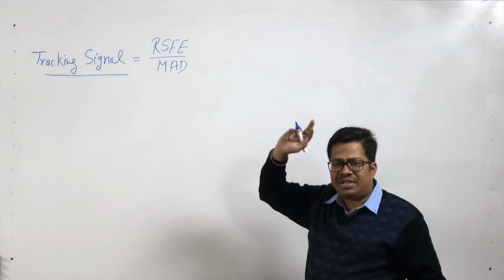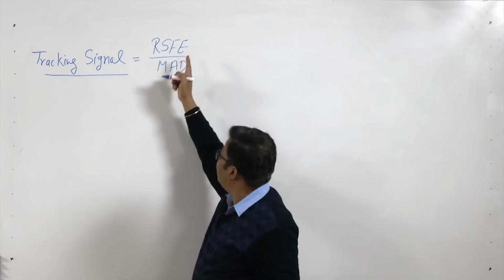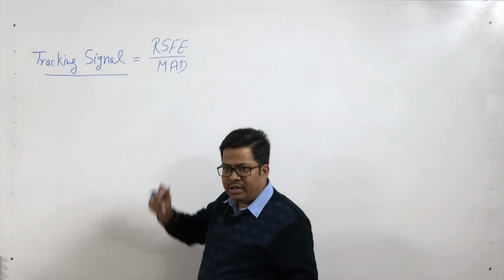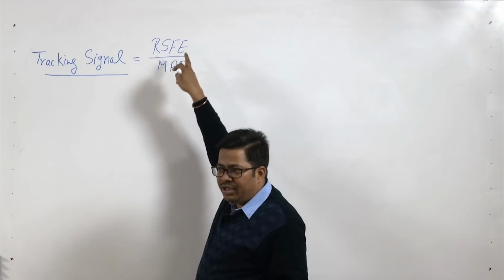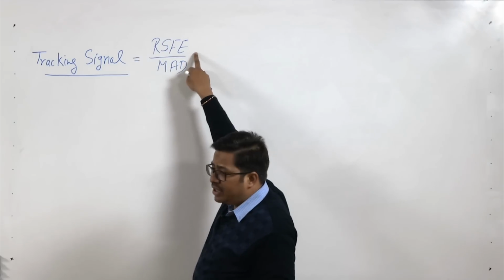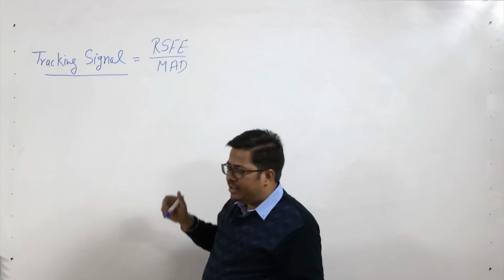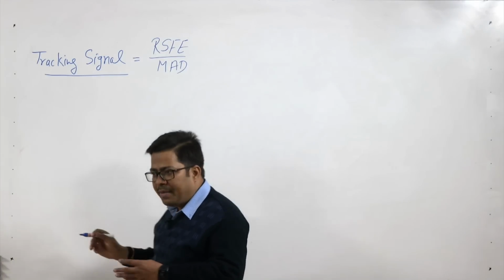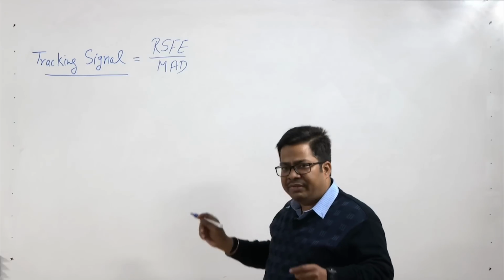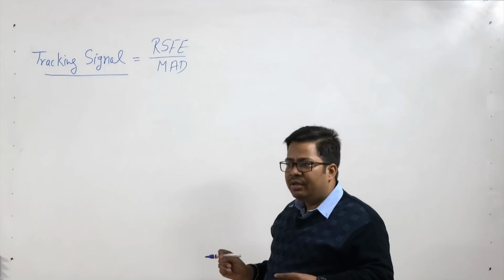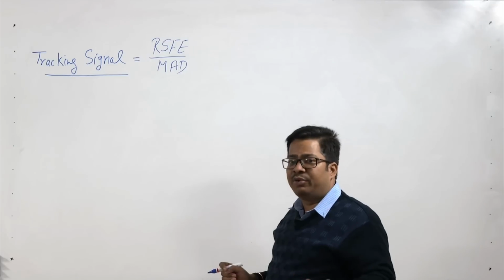RSFE stands for running sum of forecasting error. MAD we have already discussed in the last class, that is mean absolute deviation. So, we need to calculate the running sum of forecasting error and MAD, and with this ratio you can calculate the tracking signal. Now, I can demonstrate a sample calculation of tracking signal, and with its help we will also understand the physical significance of the bias of the forecasting model.